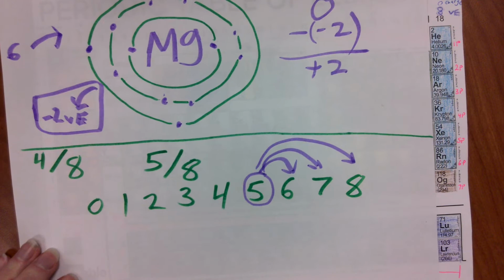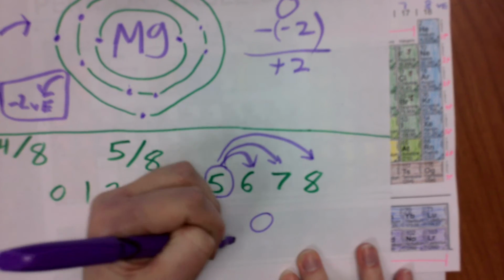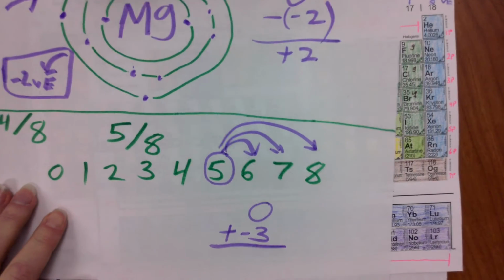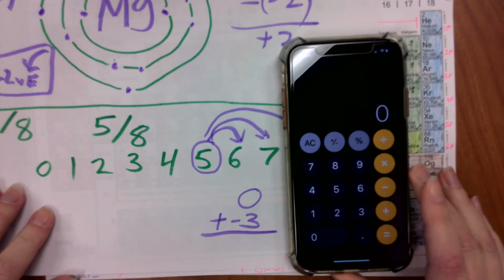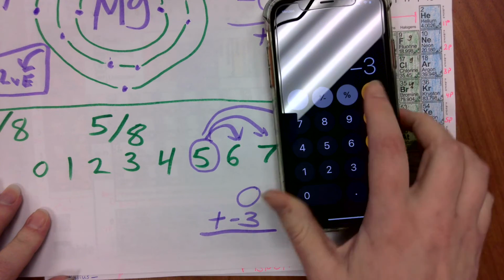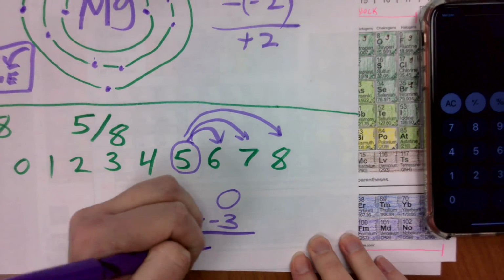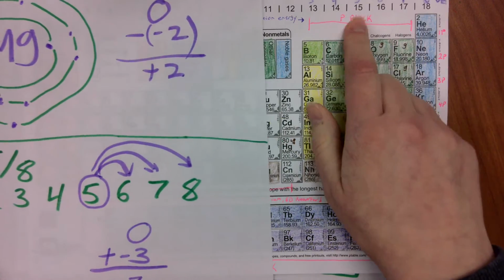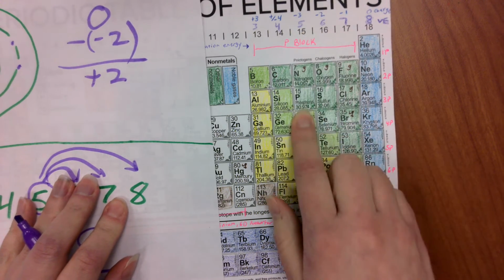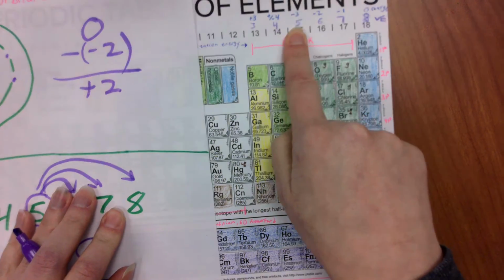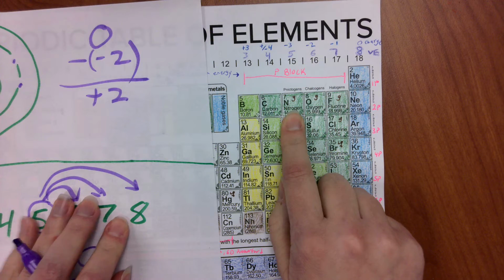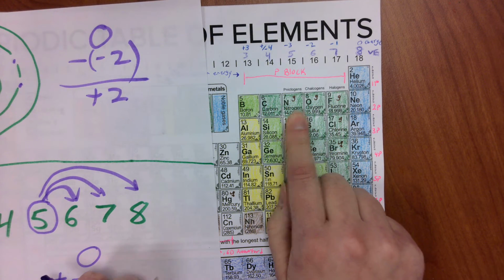So that's like saying 0 plus negative 3, which of course is going to be negative 3. Okay? So thus our group 15, our group with 5 valence electrons, all of these have a negative 3 charge. As we get closer to 8, our charge needed to get to 8 goes down by 1.